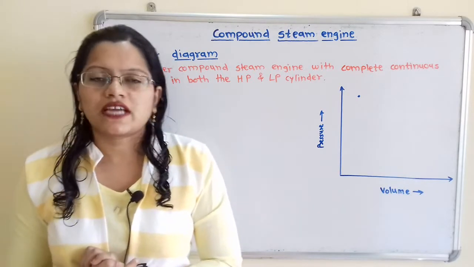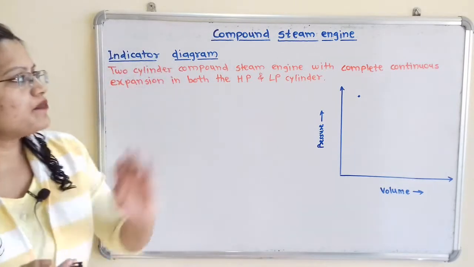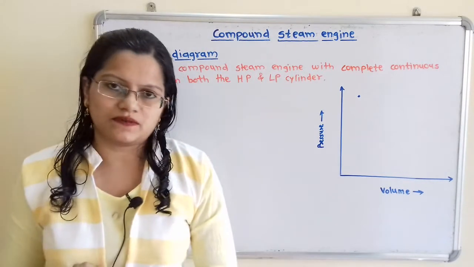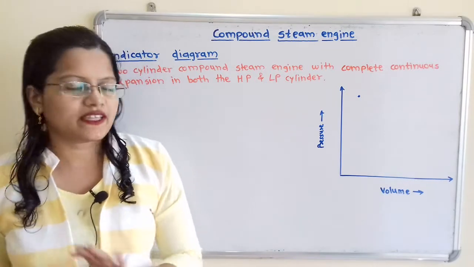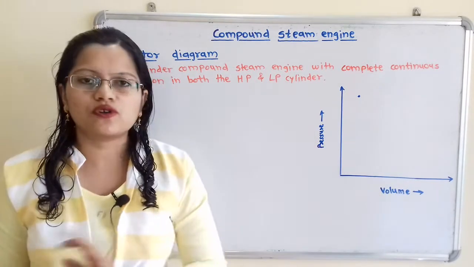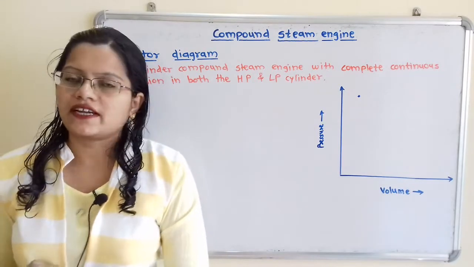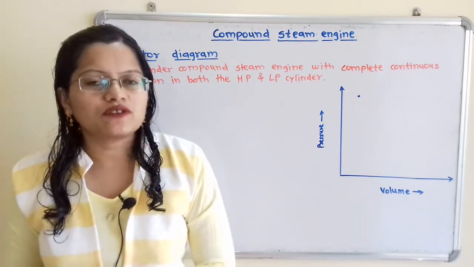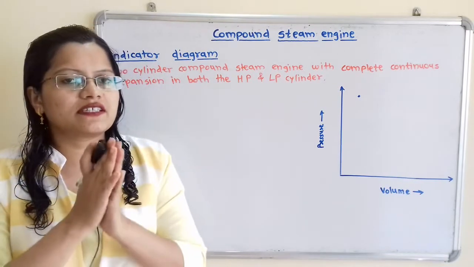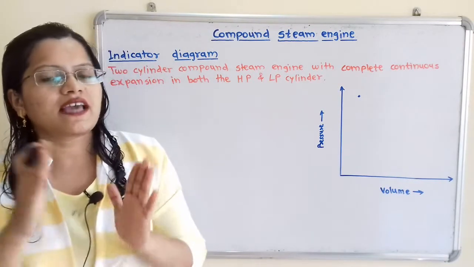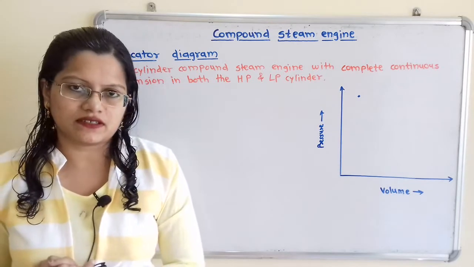Now what is the theoretical indicator diagram for a compound steam engine? It is the graphical representation of the variation of pressure and volume of the steam inside the engine. For a compound steam engine there is more than one cylinder, so we will say that there is the high pressure cylinder as well as the low pressure cylinder.